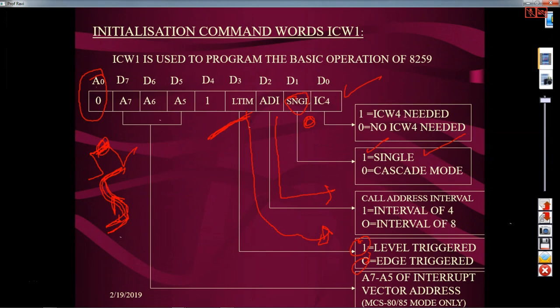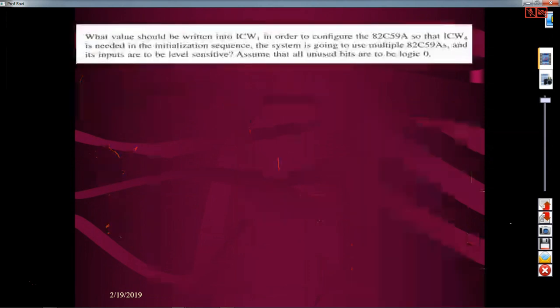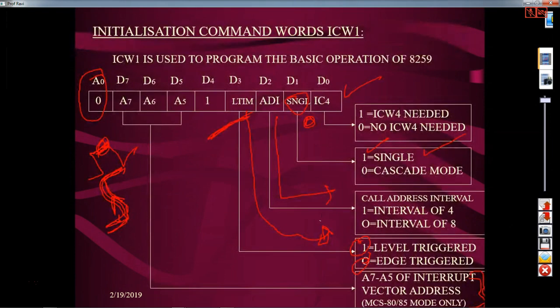D4 is 1, and then A6, A5 and A7 are the interrupt vector addresses. This is used for 8085 only, so you can put a don't care condition here in the case of 8086. Now let us take an example based on the discussion we have seen. This is the initialization command word to review.